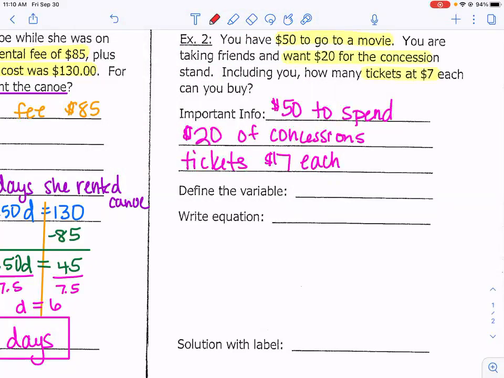Okay, now let's look at the question. How many tickets can you buy? So that gives us our variable, right, Brady? What do you want to call it? What about T for tickets? T for tickets, okay? Our variable T is the number of tickets.